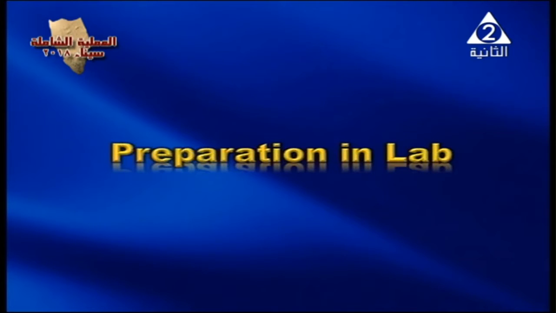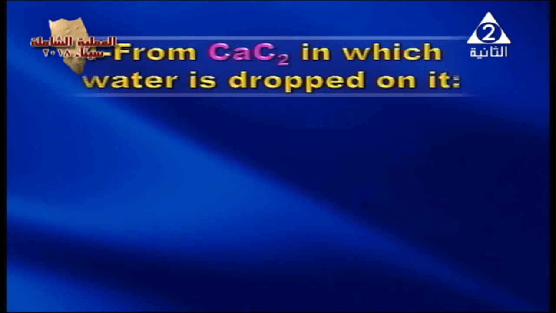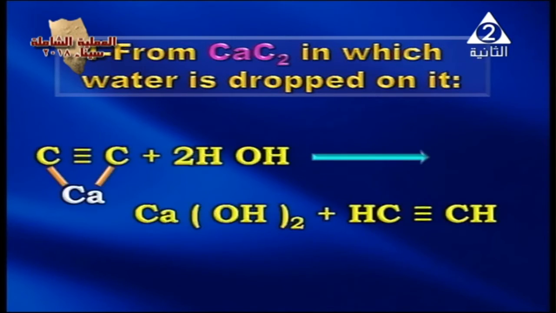The preparation in the lab. Acetylene or ethine can be prepared in the lab from calcium carbide, on which water is dropped, as shown in the chemical equation on the screen. CaC2 plus 2H2O gives calcium hydroxide, and acetylene is produced.